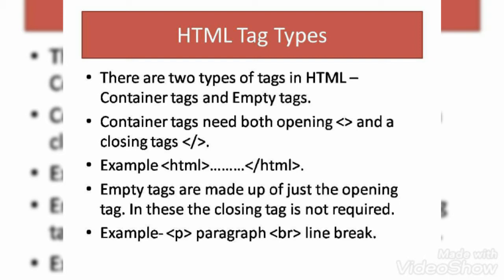The first one is container tag and the second one is empty tag. As the name suggests, container tag means which contains an opening tag and a closing tag. You have to open it by using these two brackets. Then you have to close it by using the bracket as well as a forward slash. You can see the example, HTML. When we start the work, we put this container tag. We write the content in between. Then we have to close it by using the closing tag.